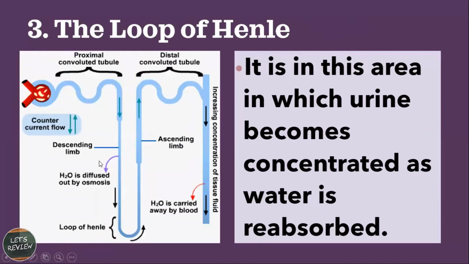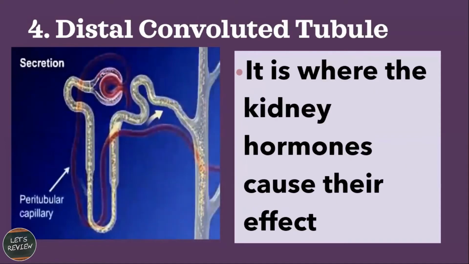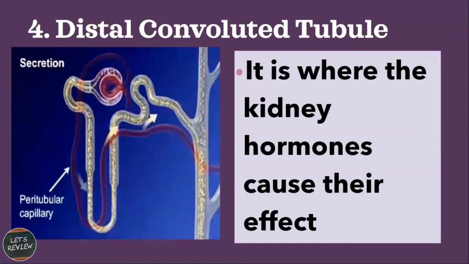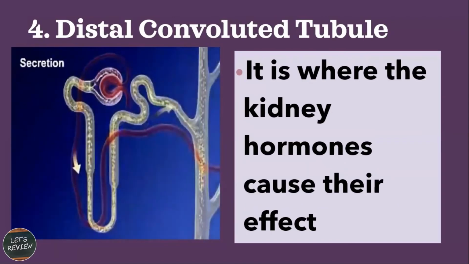The third is the loop of Henle. In this area, this is where the urine becomes concentrated as the water is absorbed. So water from it will be removed. What will remain is our urine. Then it will go down from the loop of Henle. The fourth part after the loop of Henle is the distal convoluted tubule. It is where the kidney hormones cause their effect.